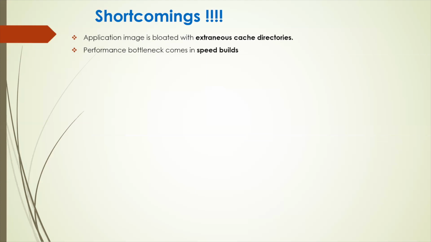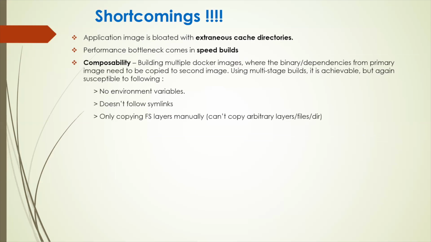Building a particular app in a Dockerized way using a Dockerfile is the simplest thing. But then again, it has certain shortcomings. The application image built through a Dockerfile is often bloated with extraneous cache directories, and the real performance comes during the speed builds. Another thing we have seen is about composability. When building multiple Docker images, if you're using some dependencies from the Docker image of a previous build, you have to mention it through a multi-stage build process.